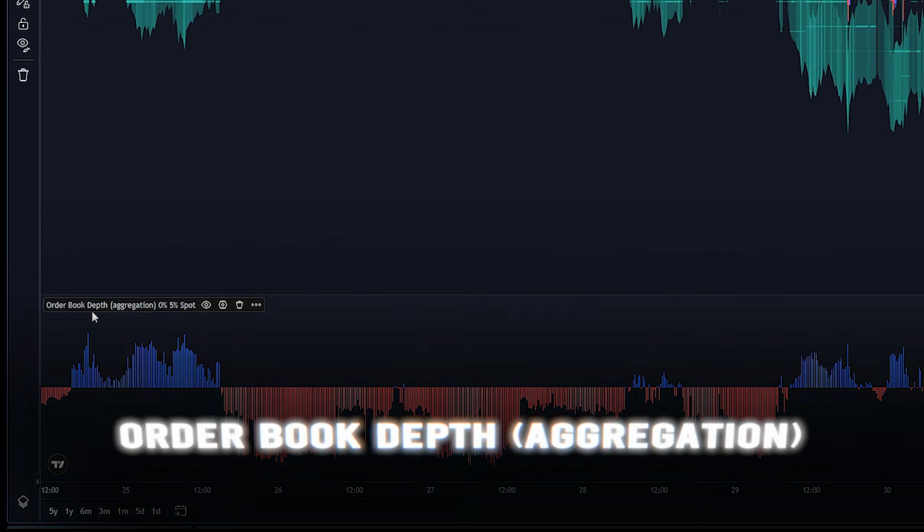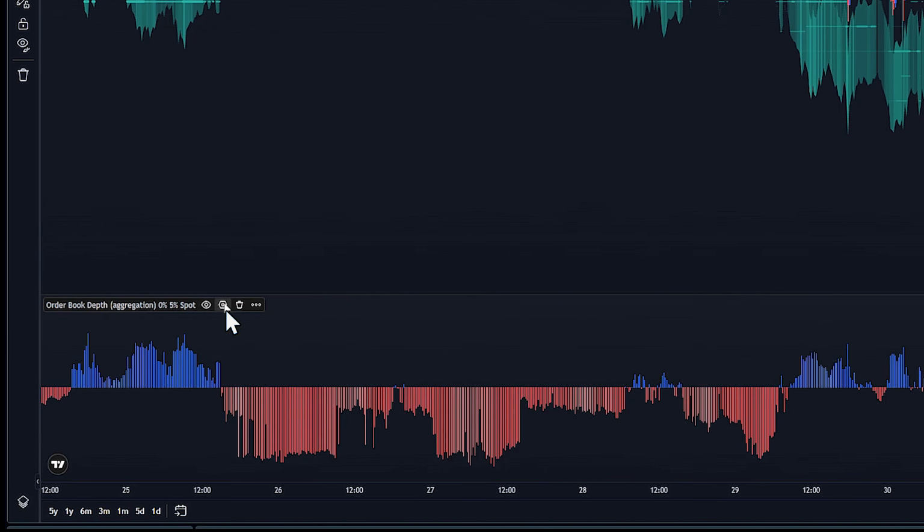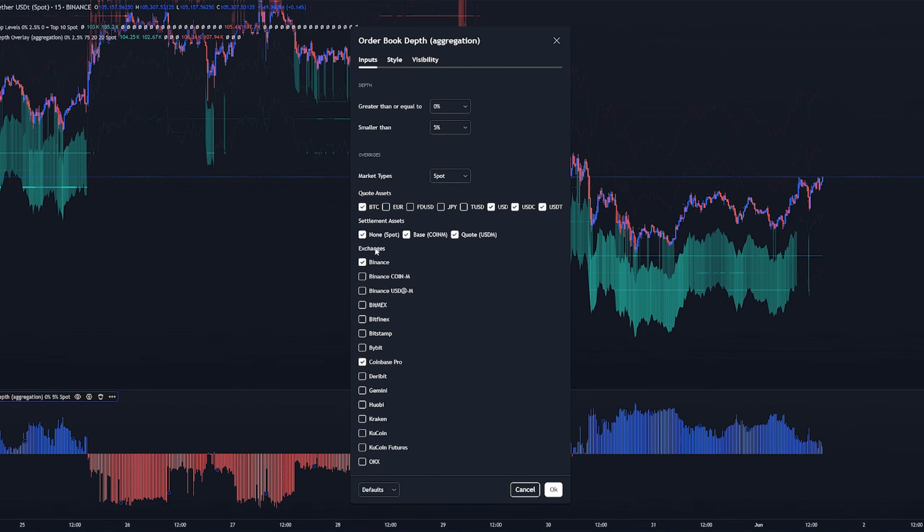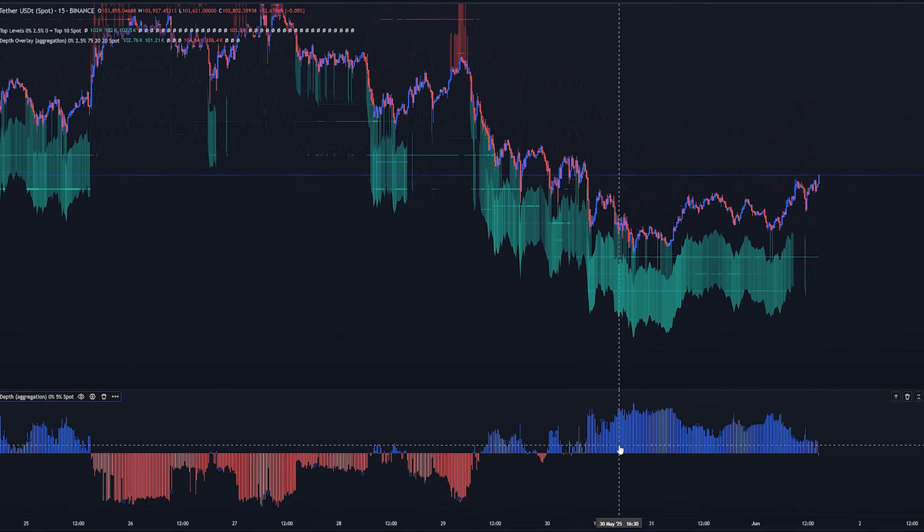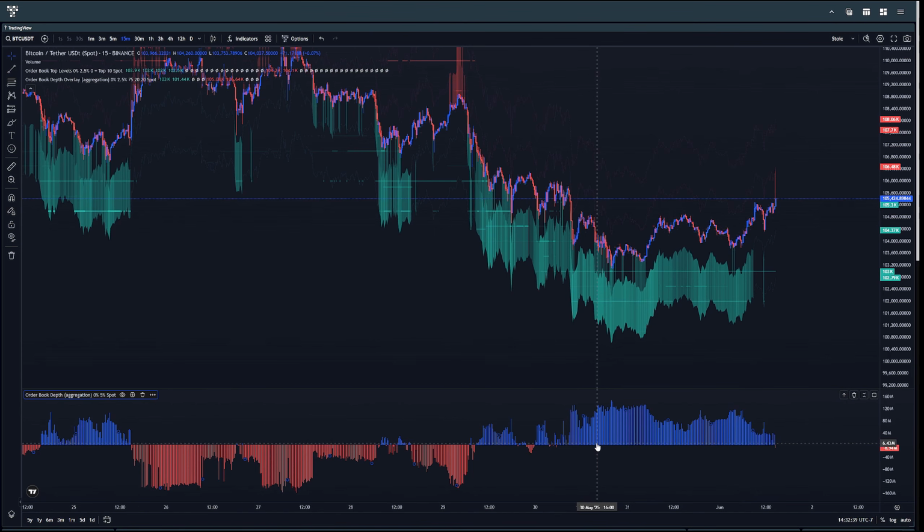If you go under the order book depth aggregation indicator, the nice part about this is you can limit it to spot and then only look at the exchanges that you want to view. And in this case, I have it on Binance and Coinbase. And this is just comparing the bids and asks within a certain depth of the order book and showing which side passive orders are skewed towards. So as you can see, this is a 15-minute chart. Let's go on to 1 minute.